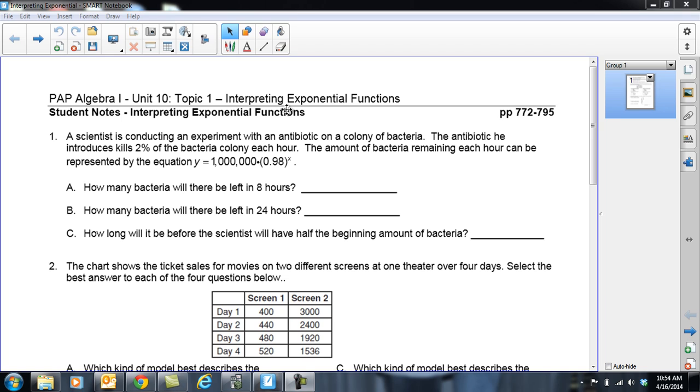Question 1. A scientist is conducting an experiment with an antibiotic on a colony of bacteria. It kills 2% every hour, and so here's your equation. Hopefully you recognize that as a decay function, because they did 1 minus the rate, which was 2%. That's how they got it. And I'm going to use my calculator.